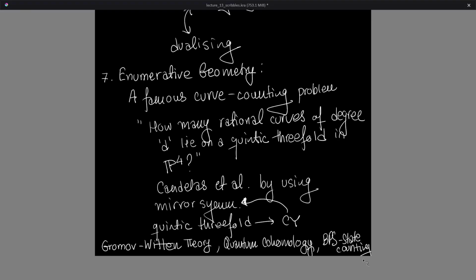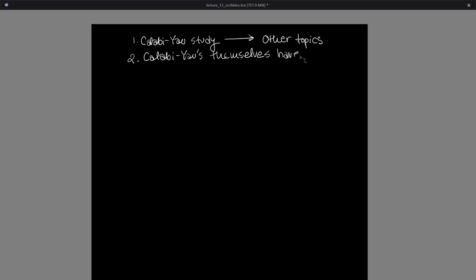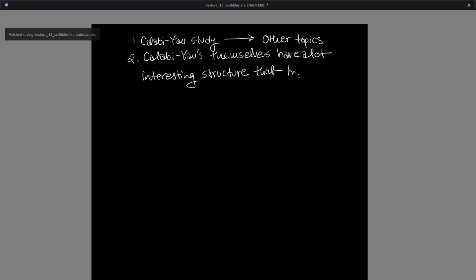So if you want to look into those more, feel free to look into that. But that all came from thinking about Calabi-Yaus. So let's go to our final page. With the mathematical motivations, I want to say that they come in two different varieties. One being Calabi-Yau study influencing some other topics of research, and the other being that Calabi-Yaus themselves have a lot of interesting structure that has been revealed through research on them.